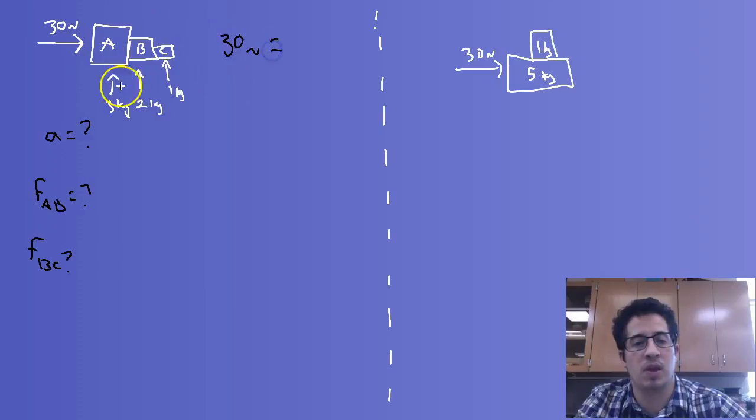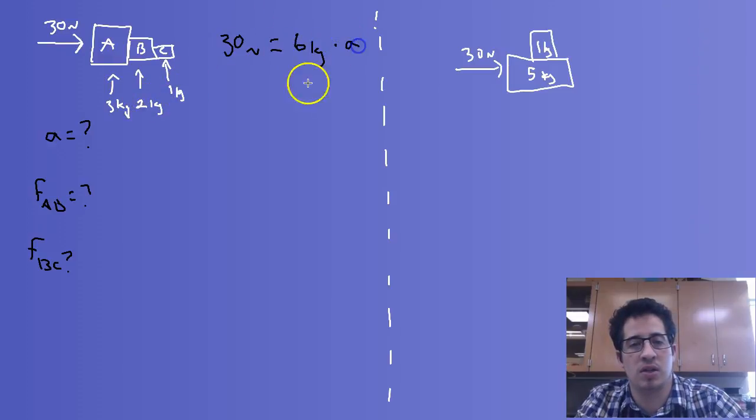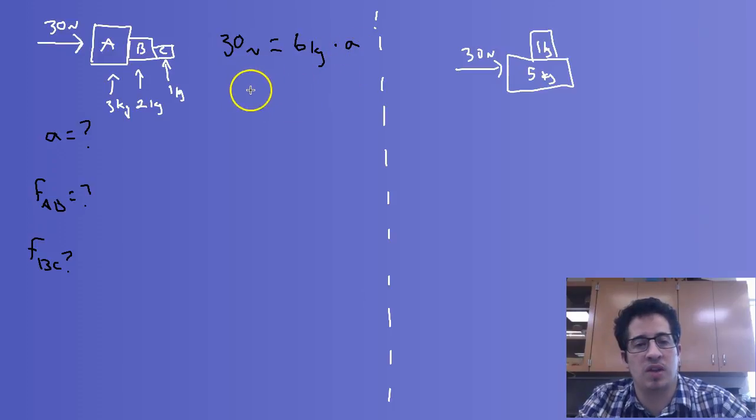Okay, the total mass of this system is going to be 3 plus 2 plus 1, or 6 kilograms. And the acceleration is what we're solving for. So we divide by the 6, and we get an acceleration for this system of 5 meters per second squared.